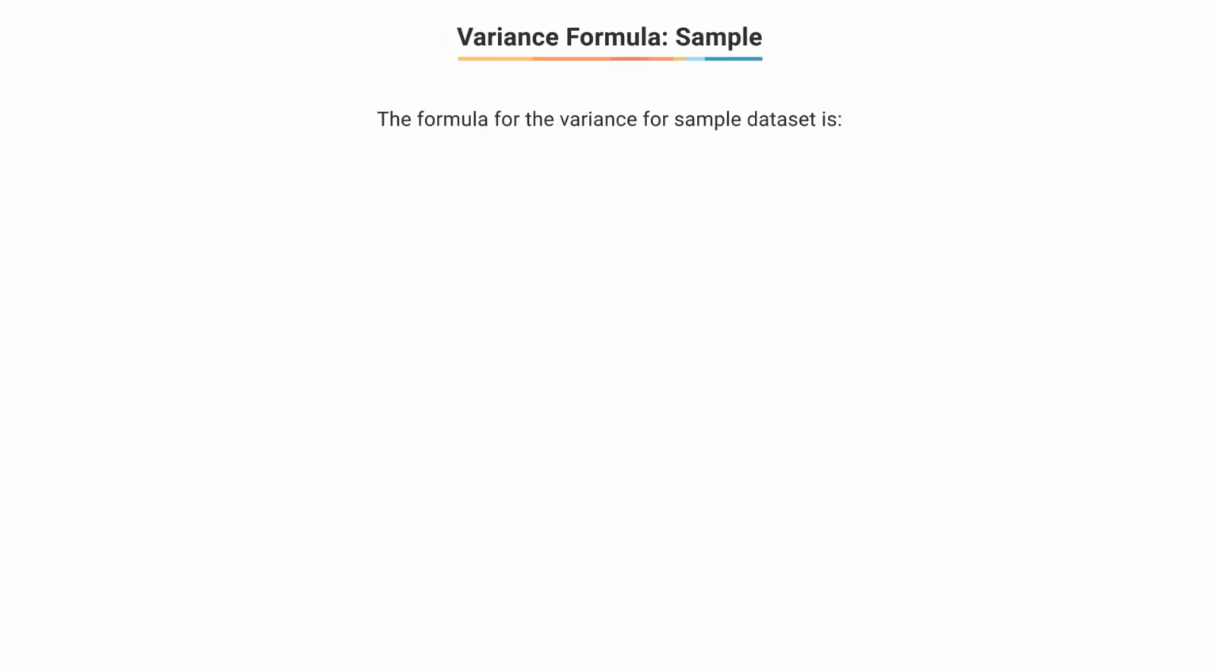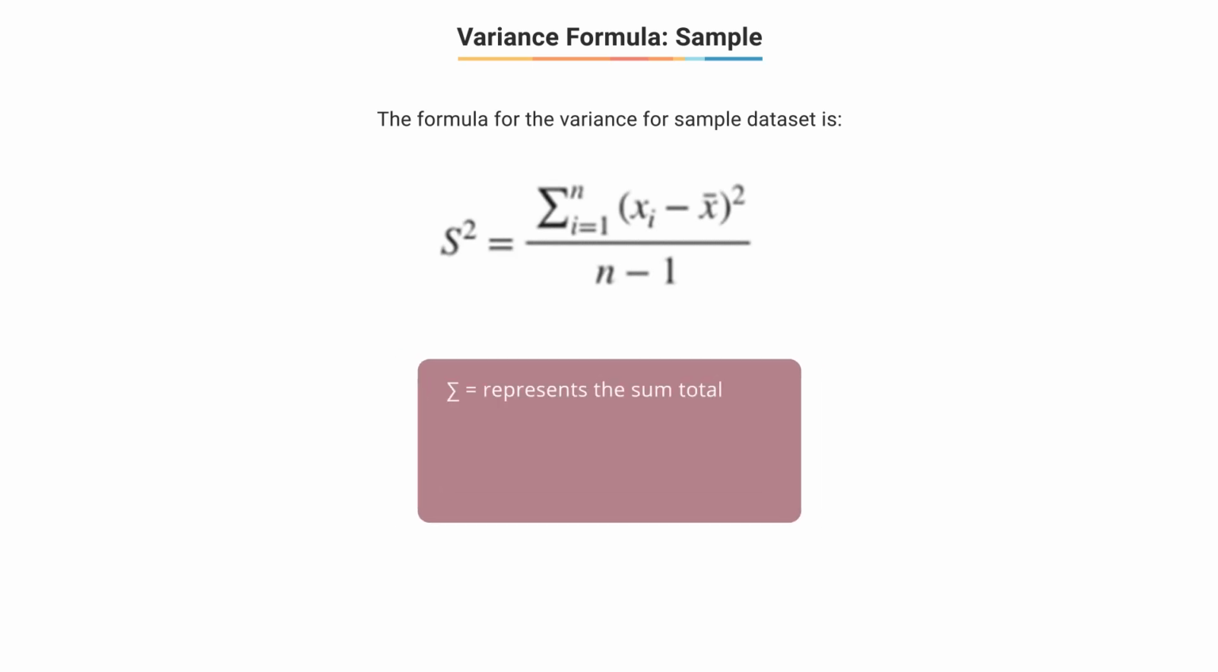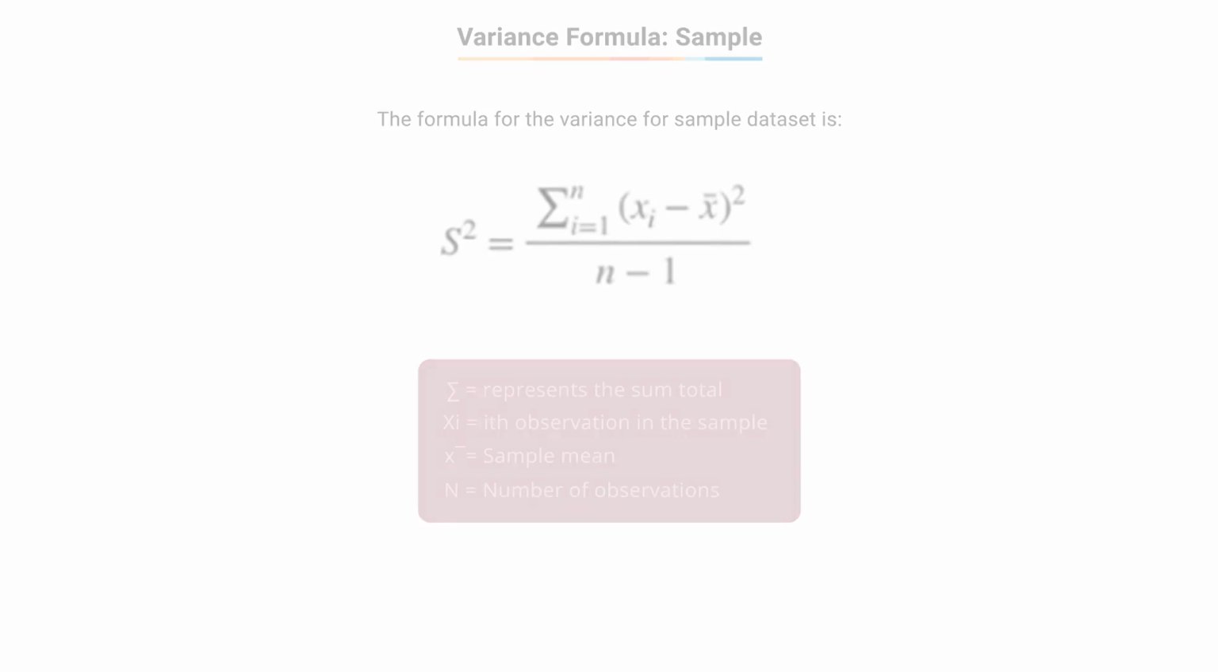Variance for the given sample dataset can be obtained using the given formula. Sigma represents the sum total. Xi represents the ith observation in the sample. X bar is the sample mean. N represents the number of observations.